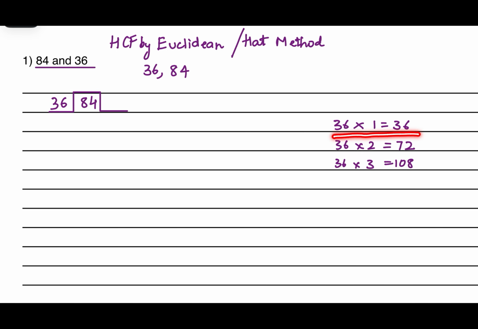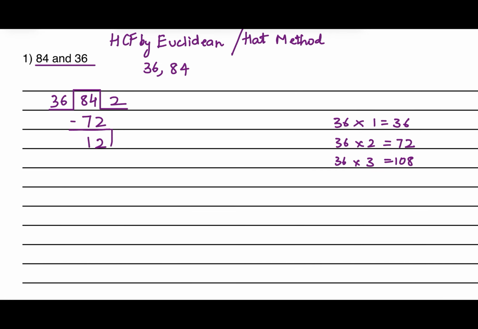Check the multiples of 36. 36 into 1 is 36, multiplied by 2 is 72, into 3 is 108, but we have to stop at 84. So I am going to take 72. 36 into 2, here we write 2 is 72. Do the subtraction. We get 12.